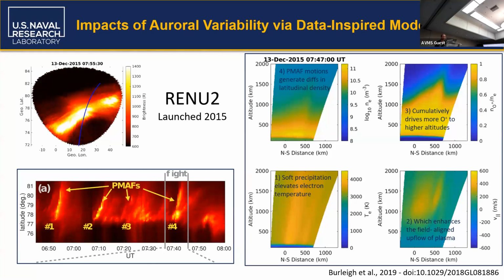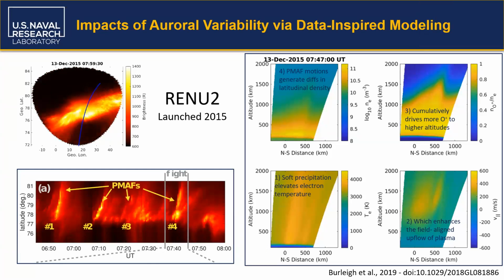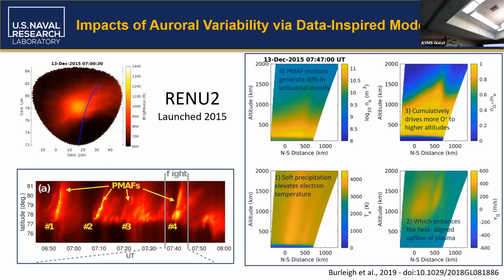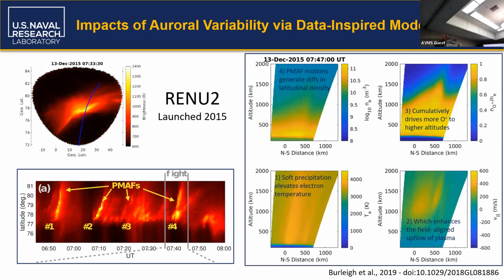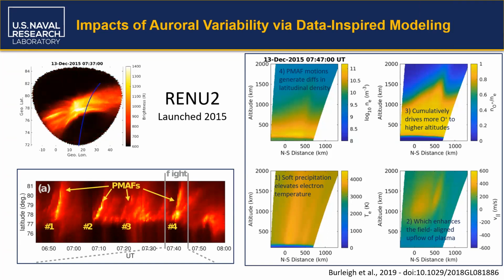So the soft precipitation elevates electron temperatures. Now we're discussing the figure on the right. The bottom left portion of that is our electron temperature output from the model. We can see there are regions where it becomes much more bright and orange. This is where the soft precipitation has elevated the local electron temperatures. There is structuring now in the latitudinal extent. We have a north-south distance on our x-axis, and we are covering a span in altitude from about 80 kilometers up to 2,000.